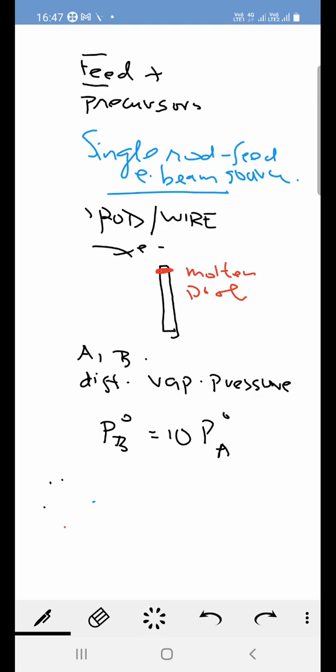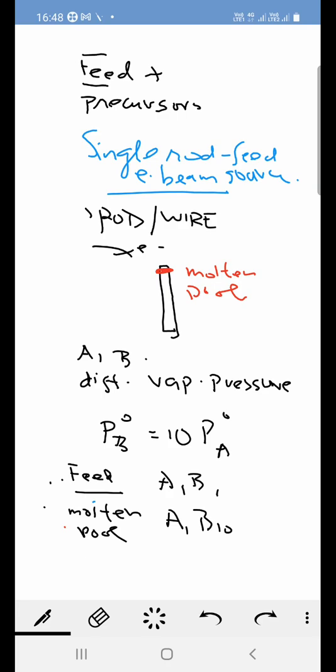So in the feed, the composition you can call A1, B1, but in the molten case it will be A1 and B10, the molten pool after the moles. So this is the change that one has when we are using different vapors from different sources.